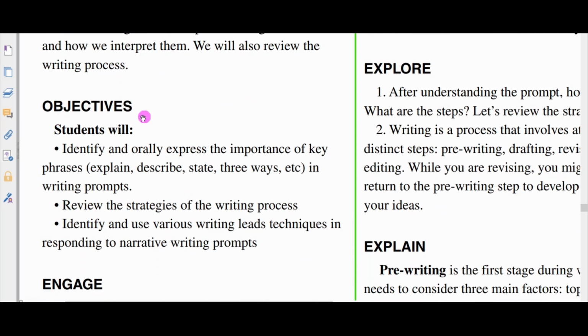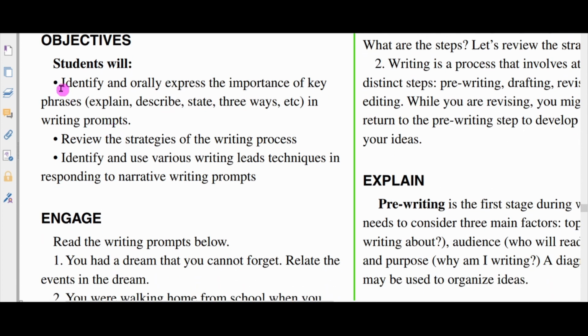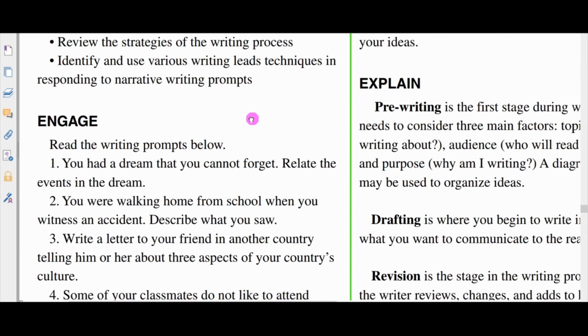So the objectives: students will be able to identify and express the importance of key phrases, explain, describe, state, three ways, etc. in writing prompts. Review the strategies of the writing process. Identify and use various writing leads techniques in responding to narrative writing prompts.